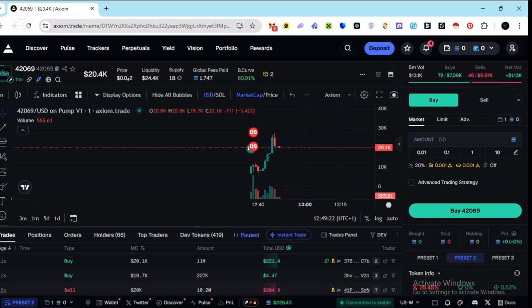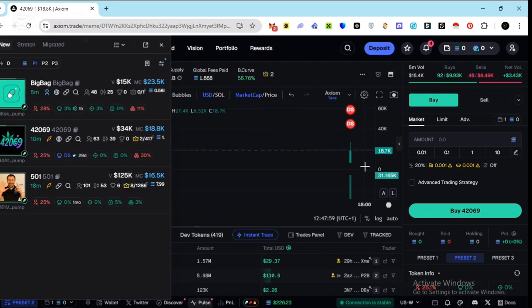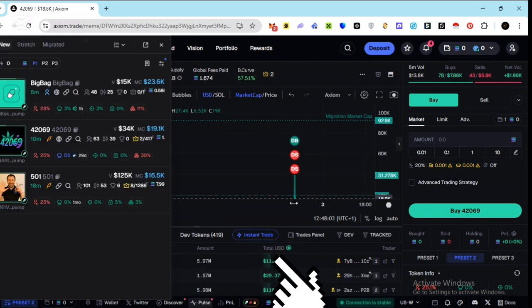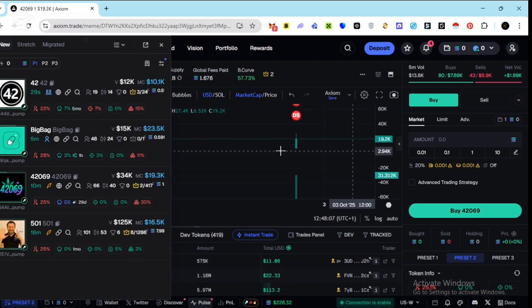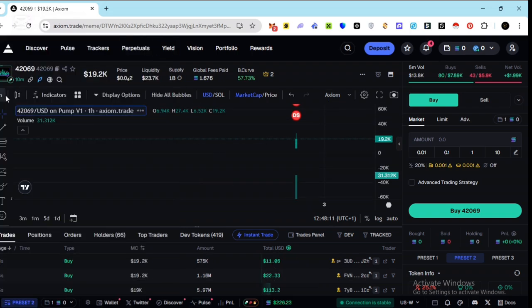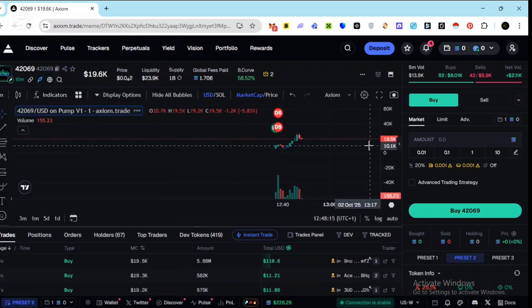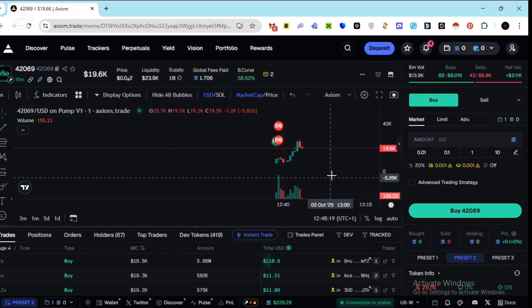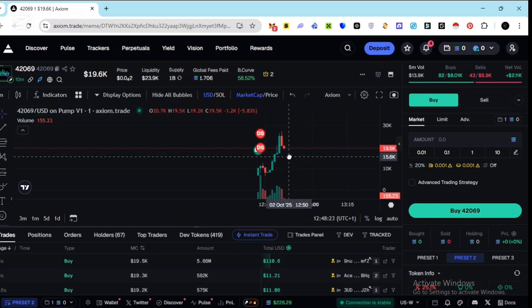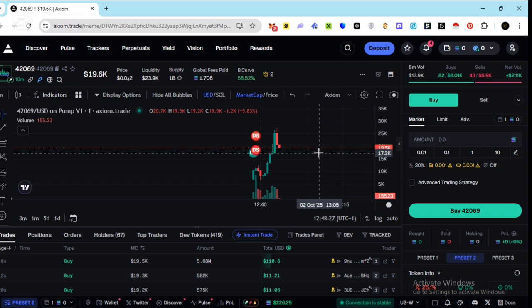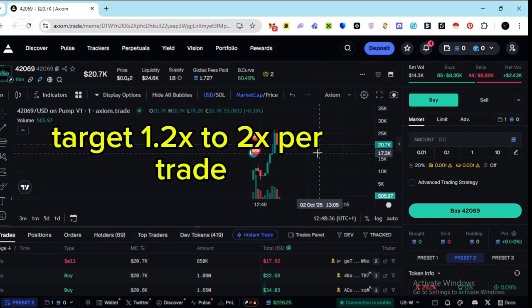When the market has dumped really well, then take note of the buy orders coming in from this tab right here and the number of holders. If they are increasing, then you can enter the market and monitor your trade and exit when you've gotten some level of profit. Okay, watch the next video on how to use Axiom.